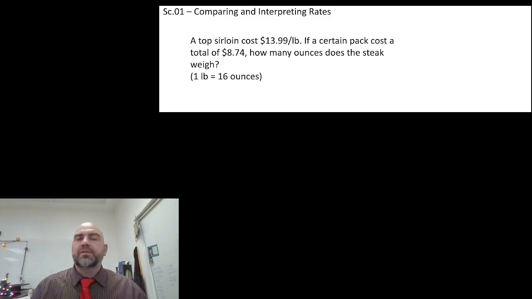Okay, let's try another one. A top sirloin costs $13.99 per pound. If a certain pack costs a total of $8.74, how many ounces did the steak weigh? All right, pause the video here, try to solve this one, and then come back when you feel you have an answer.